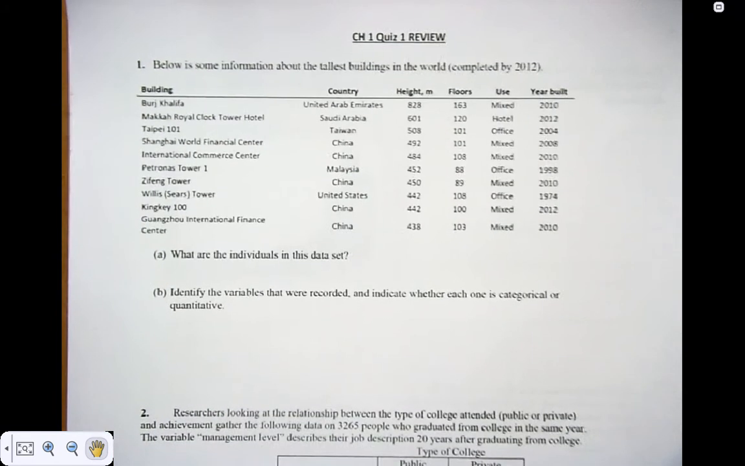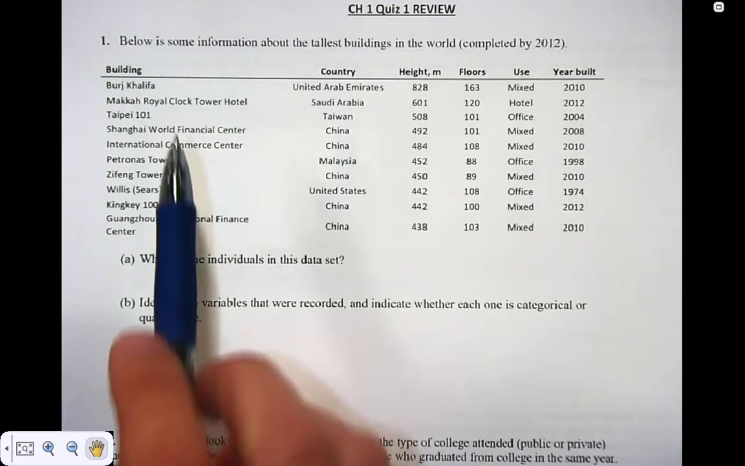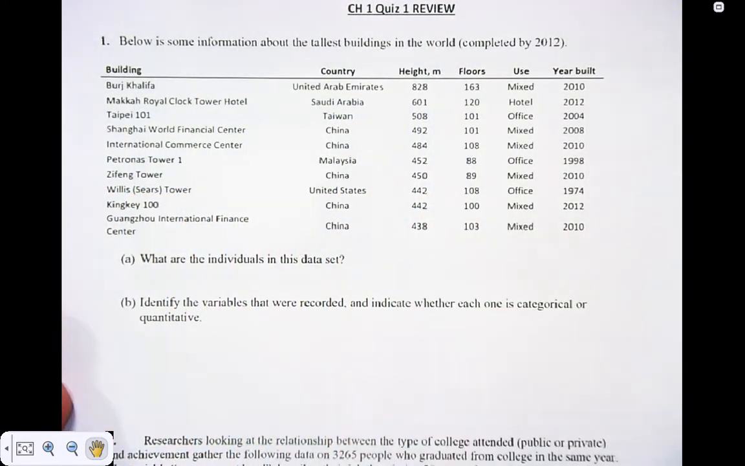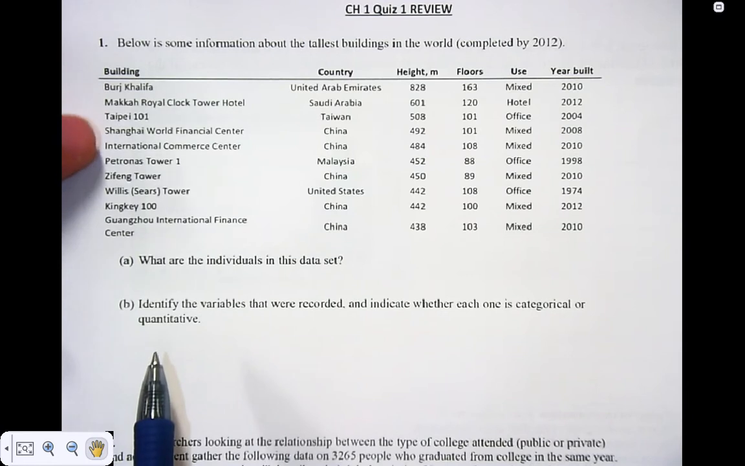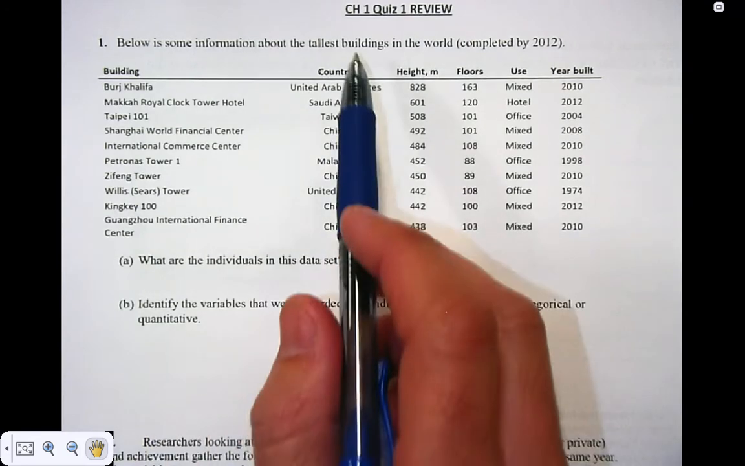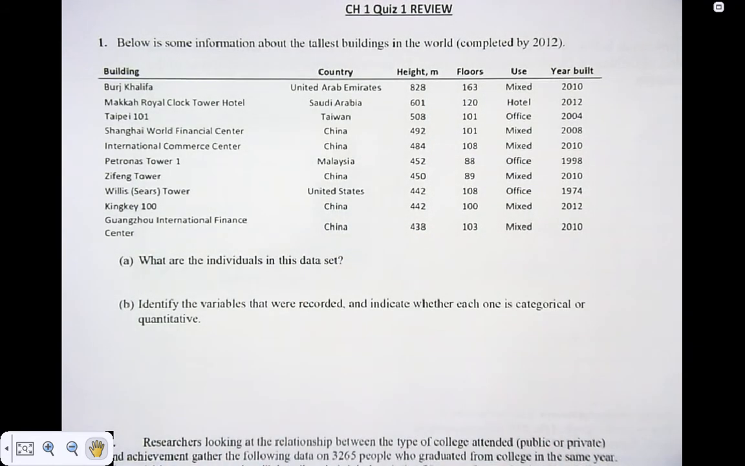Okay? All right, so let's jump in here. Question one. This is from section 1.1. It just gives you a table, and it says there's some information about the tallest buildings in the world. So you have 1, 2, 3, 4, 5, 6, 7, 8, 9, 10 tallest buildings in the world, and then you've got descriptive statistics that talk about each building.